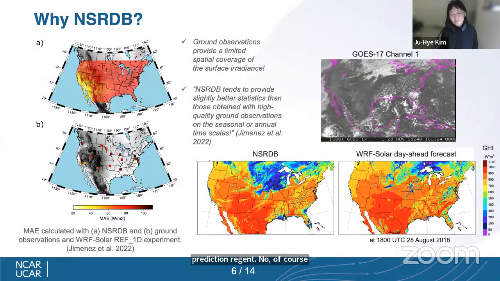Now, of course, there are advantages and limitations of using a satellite-based observation, but I would like to highlight its strengths here. When you look at the result, two figures compare the mean absolute error of the WRF-Solar GHI forecasting using the NSRDB and the ground observation. It demonstrates the advantage of the excellent spatial resolution of NSRDB. And Jimenez 2022 says that the NSRDB tends to provide slightly better statistics than those obtained with the high quality ground observation on seasonal or annual timescales. And this is the GOES satellite image, which shows the cloud coverage over the corners. And the NSRDB detects the detail of clouds very well.